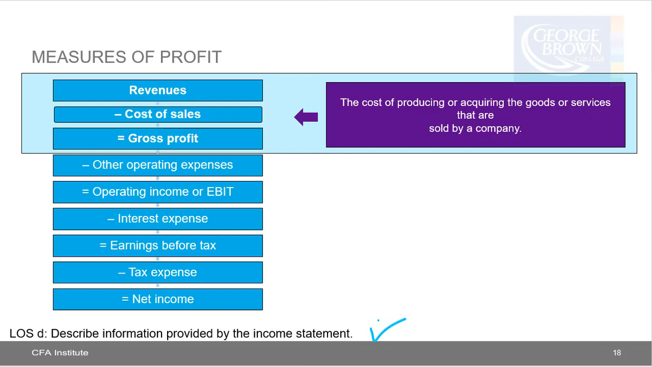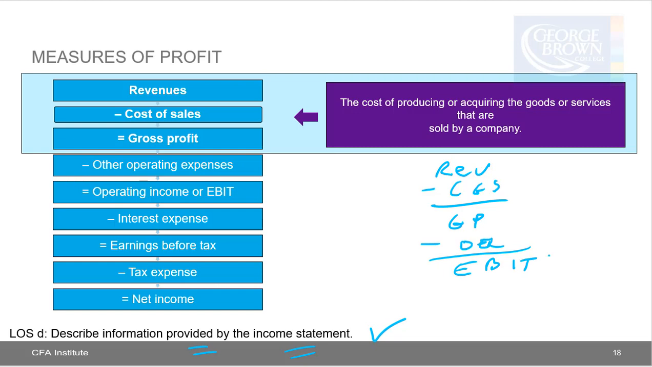Okay, moving on to learning outcome statement D, which is describe information provided by the income statement. So again, we're just going to look in a little bit more detail at the income statement, okay? So you can see here, and I want to show you that I can write this out fairly quickly in my own shorthand. Revenue minus cost of goods sold gives me my gross profit, okay, minus operating expense, just, whatever nomenclature I want, is going to give me my EBIT, my earnings before interest and taxes, or my operating income, minus my I, which is interest, is going to give me my earnings before tax, minus T is going to give me my net income, okay?